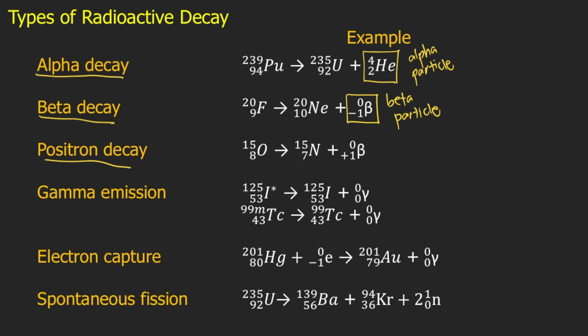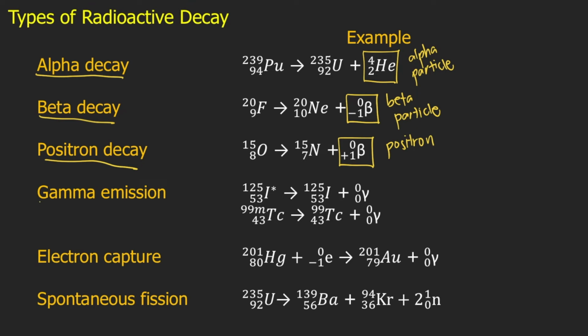For positron decay, this is also known as positron production or positron emission. Your parent nucleus will emit a positron. So on the right side of the reaction, you will see a positron.